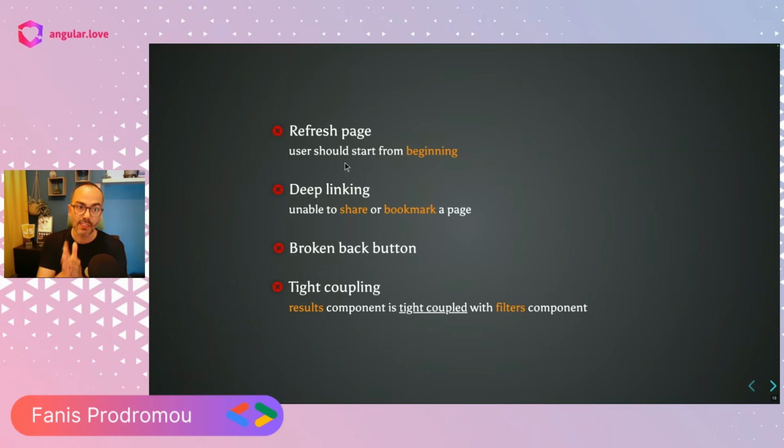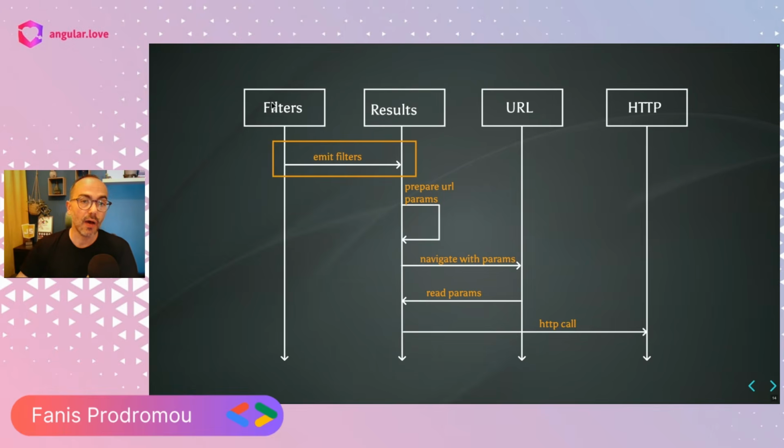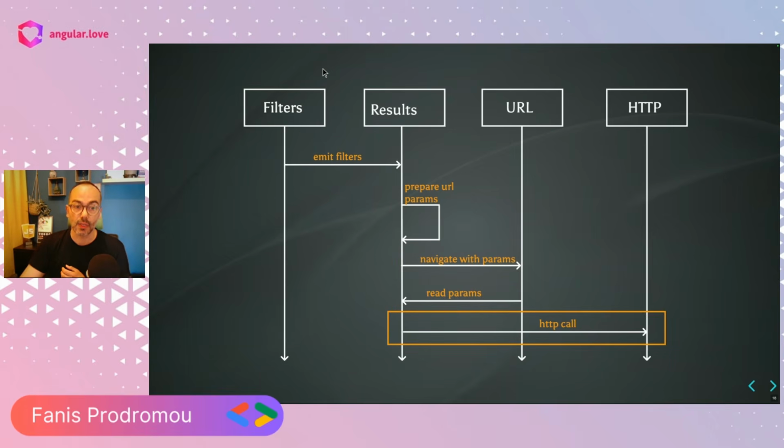Since we have these disadvantages, let's try now to make this flow a bit better. The actors now are the following: we have filters, results, URL, and HTTP. The filters will do the same thing, emit the selected filters into the results. Then the results grab those filters, prepare the URL parameters, navigate with those parameters, and then read the parameters and make the actual HTTP call.